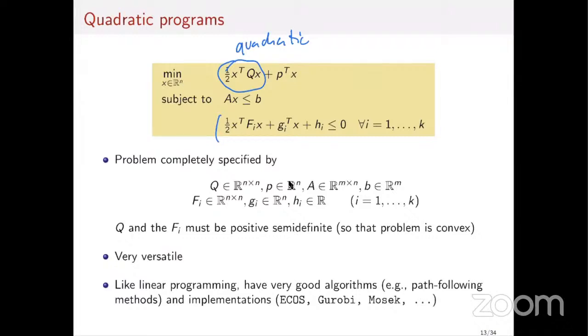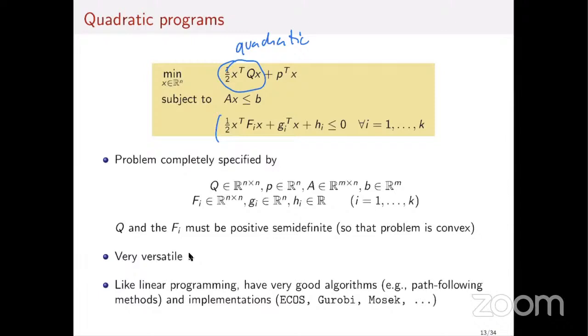It has a greater modeling power compared to linear programming. So the geometry is different. The feasible set of a quadratic program is not a polyhedron anymore. It's going to involve some ellipsoids, so you have some intersections of ellipsoids with polyhedra. And the cost function that you want to minimize now is not a linear function anymore, but it's a quadratic function. So the geometry has changed.